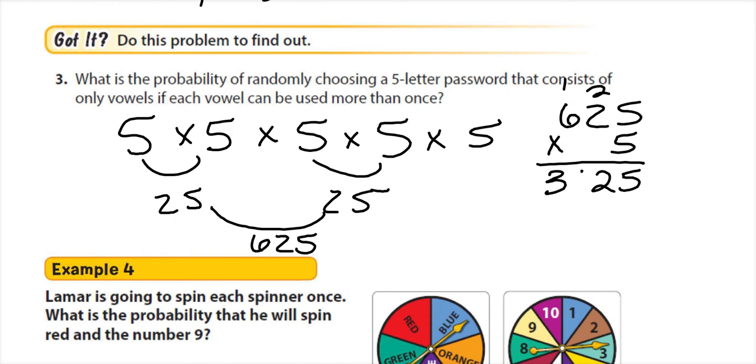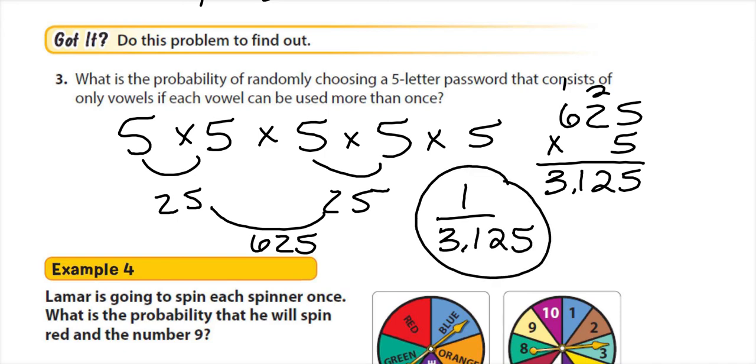So there's 3,125 ways that it can happen, and we're doing probability, so we only get to choose 1 out of that many, so the probability is going to be 1 over 3,125. Okay? Again, we're finding probability, so you use a fraction. Okay, when you do outcomes, you use whole numbers. So this time we need a fraction. All right, let's take a look at number 4.